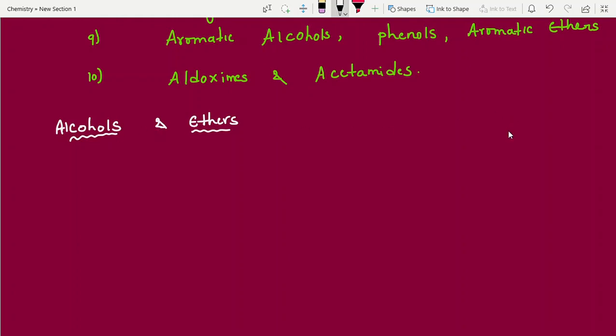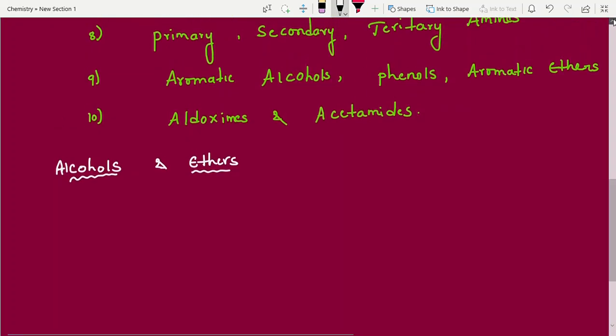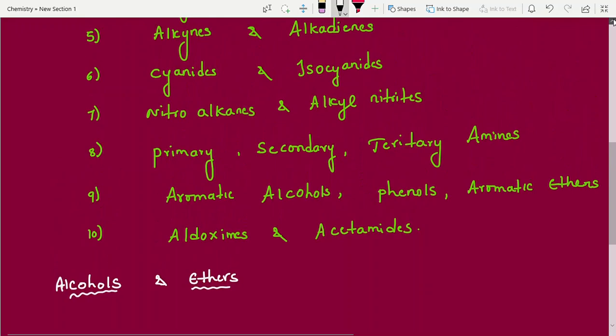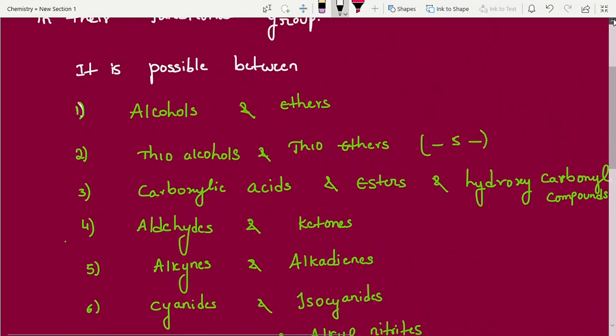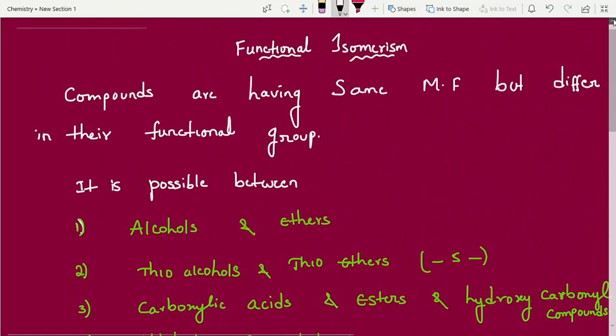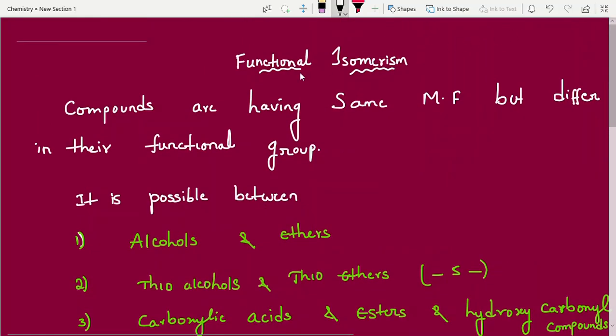Students, in today's video, I am going to explain functional isomerism. It is one of the important topics under isomerism. I have already uploaded chain isomerism, positional isomerism, and metamerism. So this is my next video, functional isomerism. First, look into the definition.